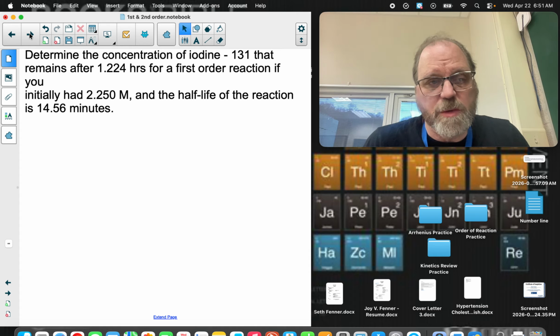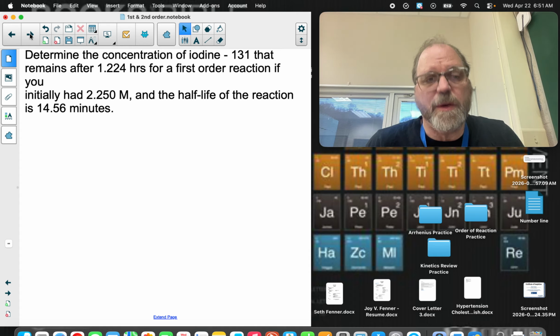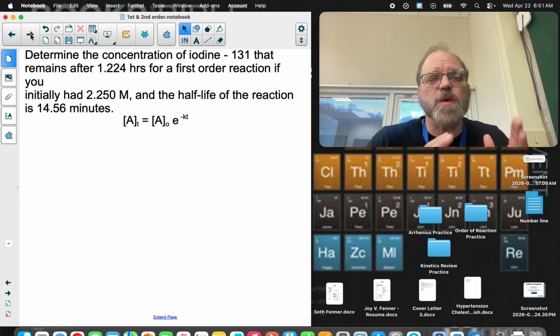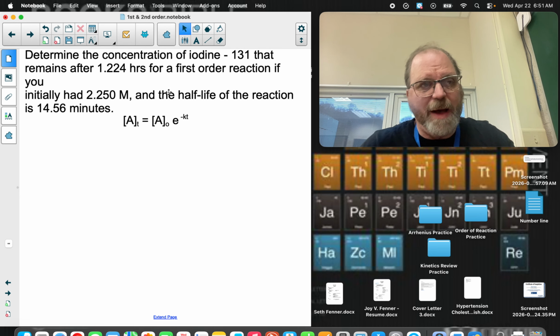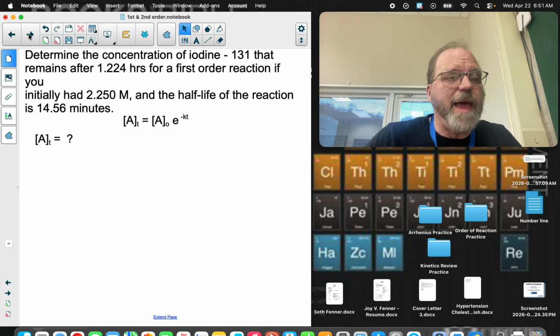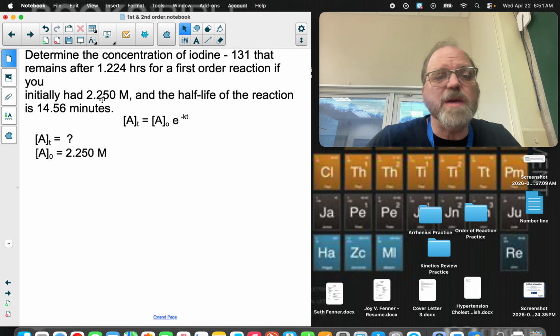Determine the concentration of iodine-131 that remains after 1.224 hours for a first-order reaction if you initially had 2.250 molar and the half-life of the reaction is 14.56 minutes. All right. So because we're looking for A sub t, the amount that remains, we're going to use that second equation. A sub O, we said that originally we had 2.250 molar. k, we said, is 0.693 over t1/2. And from the problem, we see the half-life is 14.56 minutes.